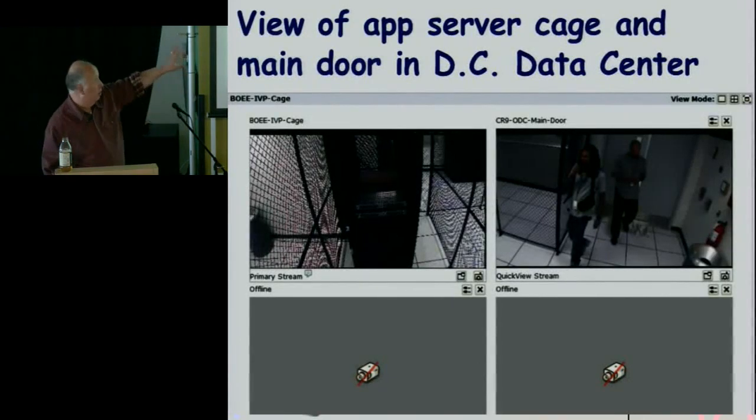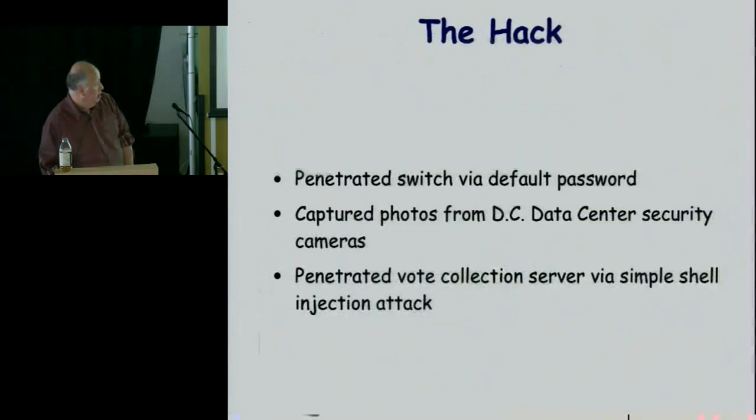Courtesy of Alex Halderman, you can see on the left is the Board of Elections vote app server in a cage, and on the right is the door to the data center with people coming in. The next thing they did was to penetrate the vote collection server via a very simple shell injection attack.